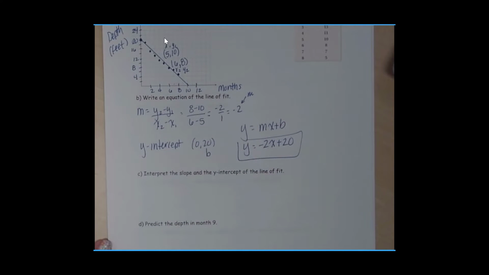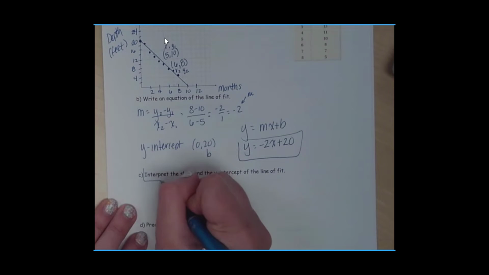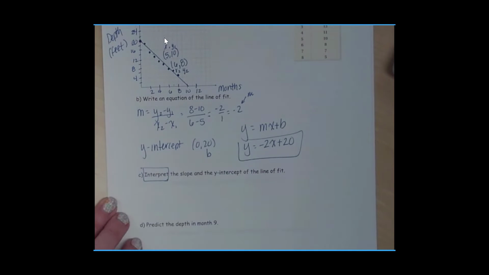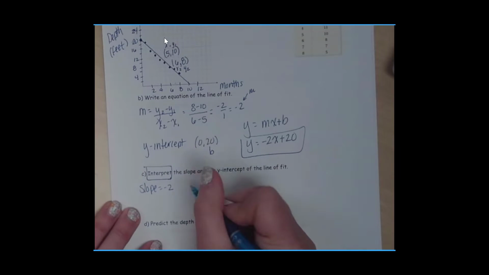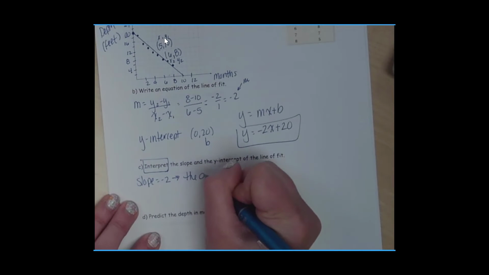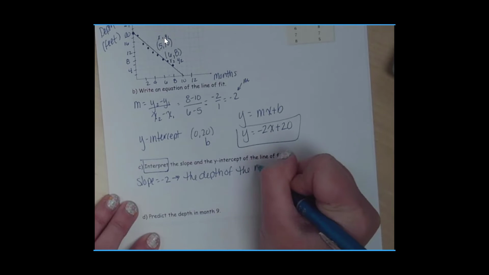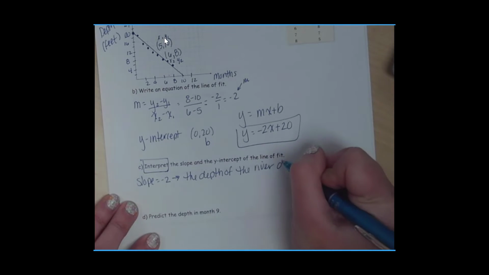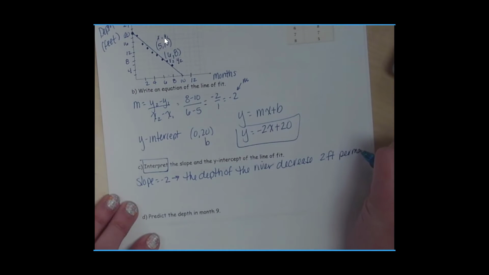Next, it says interpret the slope and the y-intercept of the line of fit. Now, again, interpret doesn't mean state, it means explain. So first, I know that my slope is -2. So what does that mean? It means the depth of the river decreases 2 feet per month.